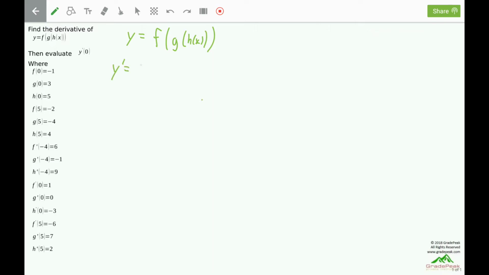The derivative y prime, or dy dx, will start with the outermost function, take its derivative, we will call that f prime, leave the inside of it alone, so g of h of x, then we multiply by the derivative of the inside of that, which would be the g, we will call that g prime, leave its inside alone, h of x, and then we multiply by the derivative of its inside to complete the double chain rule, h prime of x. So there's our derivative y prime, or dy dx.